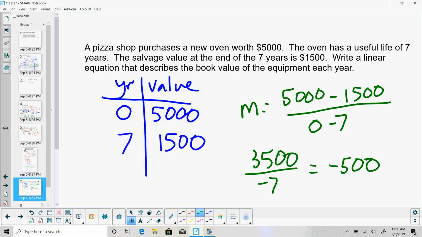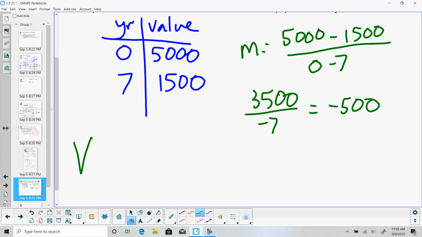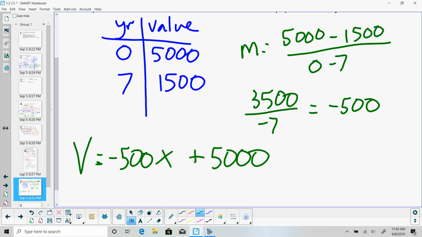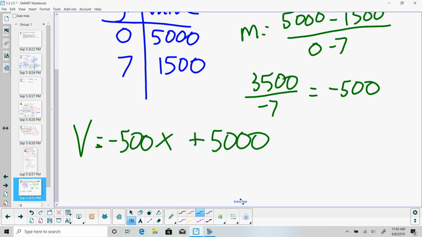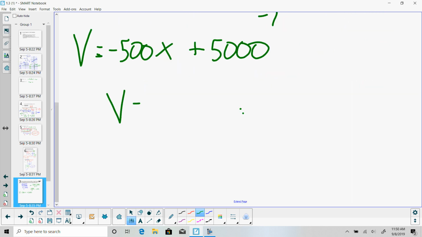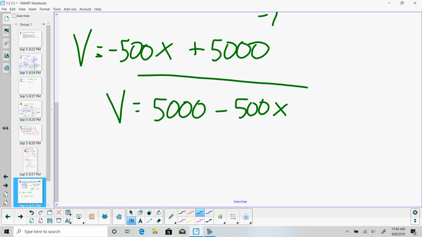All right, and so to write the linear equation, we can say, hey, the value, let's use v for value of this, is going to be -500, that's our slope, times x, where x is the number of years we've owned this. But then we need the starting value. So it's starting out at $5,000. So maybe it might have even made more sense to not write it in y equals mx plus b form, but say, hey, our value is going to be $5,000, but then we want to subtract the value $500 every year. So either way, you can write it like this or like this.